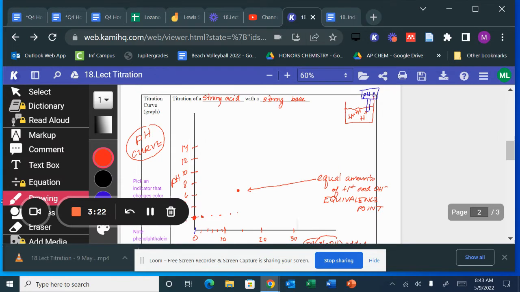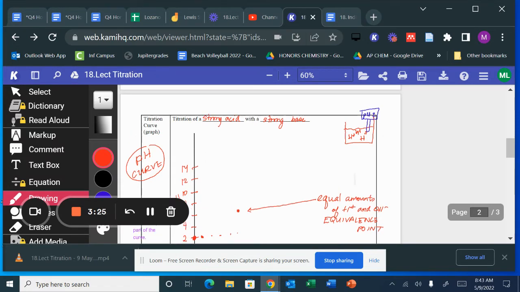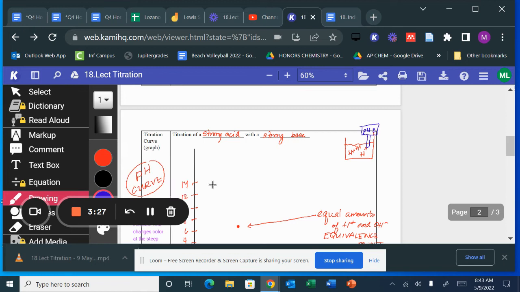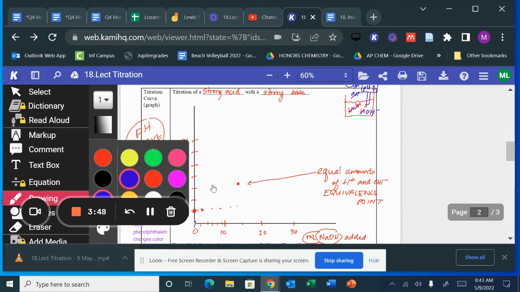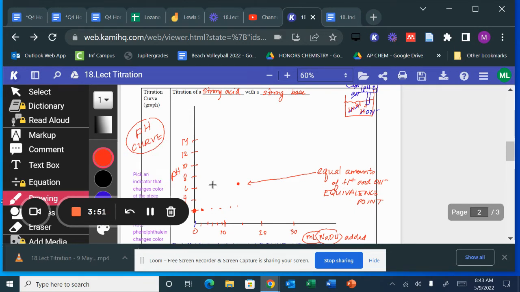And then as you keep adding more of the OH minuses, right now it's canceling. Let's say you have 1, 2, 3. So this cancels with this, cancels with this, cancels with this. So you have 3, that's the equivalence point. As soon as you add one more drop of OH minus, you're going to have OH minus in here. The pH will shoot up really high right here, maybe pH 10. And then it'll start to plateau again because now you have mostly OH minuses.